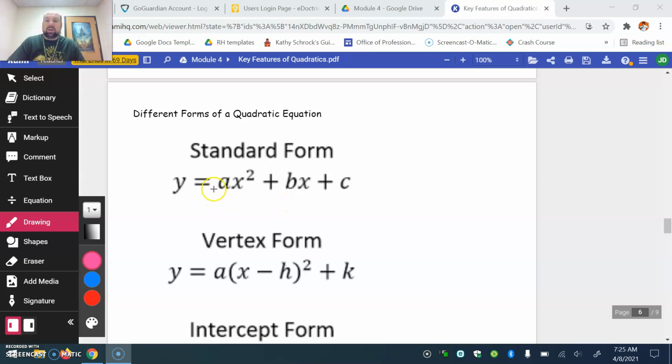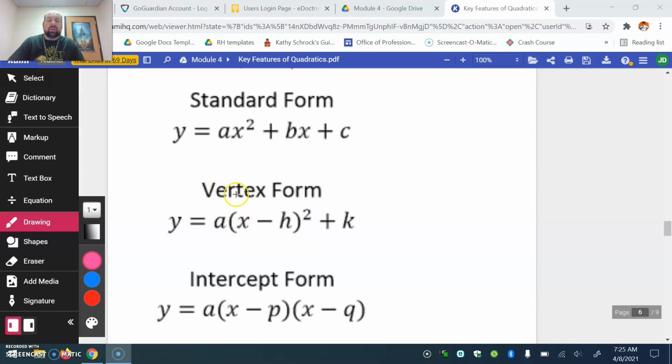quadratic function. Mostly we focused on A, B, and C. A being the leading coefficient, C and how that's the y-intercept. So things like that. Now we're going to take a closer look at what's called vertex form and intercept form.